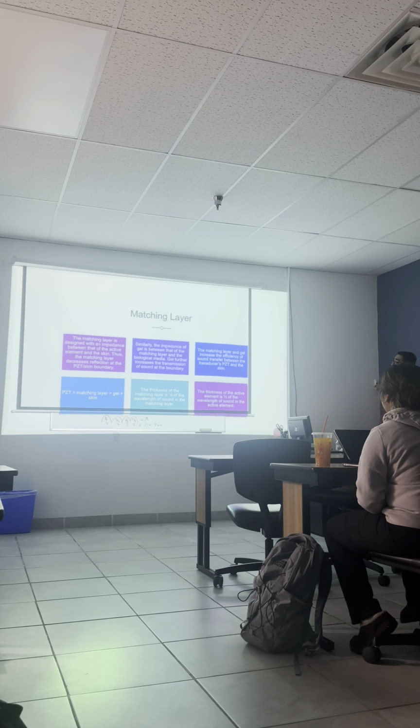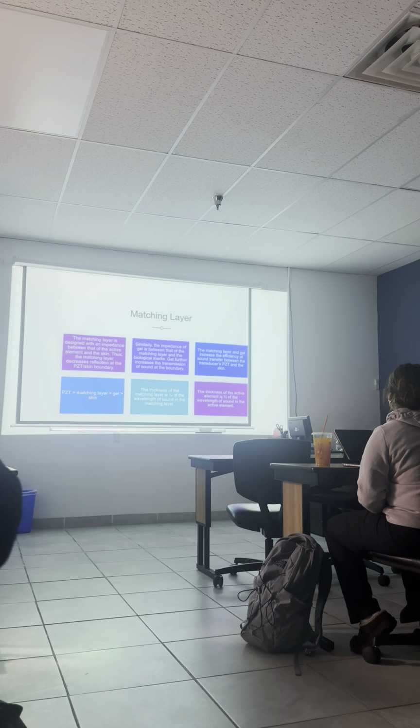Okay, now the thickness of the active element is 1/2 of the wavelength of sound in the element. So if the thickness of the active element is 0.2, what's the wavelength of sound in the element? 0.4. It's a half of 0.2. 0.2 times 2 is 0.4. It's half, okay? How many halves are there in one? There's 2. 0.2 plus 0.2 is 0.4.